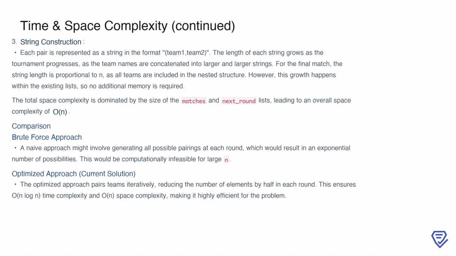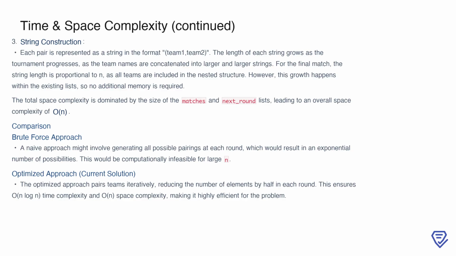Next, we consider the memory used during string construction. Each pair of teams is concatenated into a string in the format (Team 1, Team 2). As the tournament progresses, these strings grow longer, with the final match string including all teams in a nested structure. However, this growth occurs within the same lists, meaning no additional memory is allocated beyond the existing matches and next_round lists. Therefore, it doesn't increase the overall space complexity. Summing up, the total space complexity is determined by the size of the matches list and the next_round lists, both of which scale linearly with the number of teams, leading to an overall space complexity of O(n).